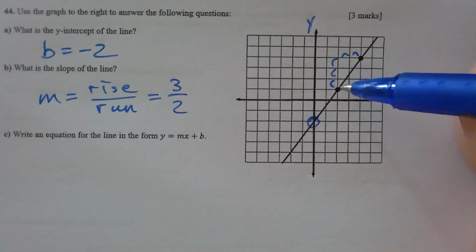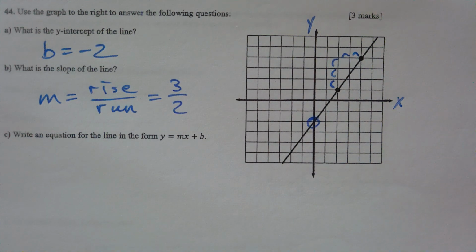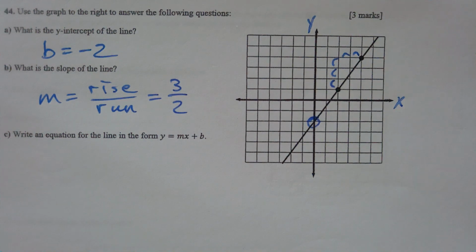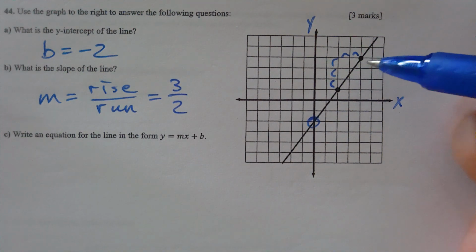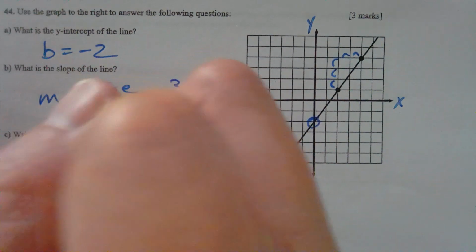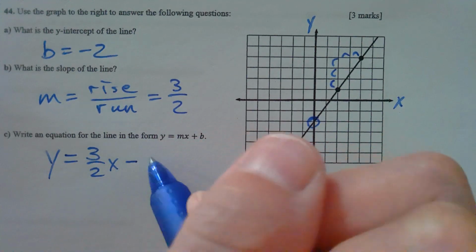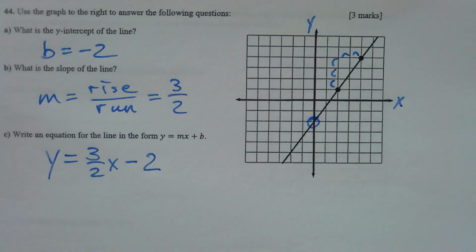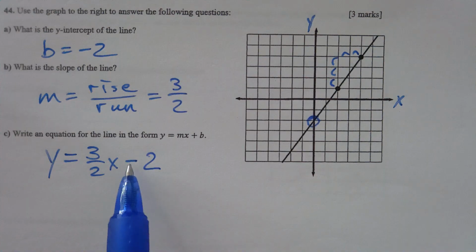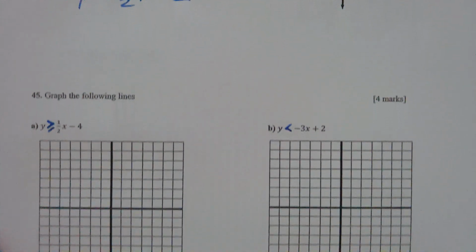If I don't make these nice big points here, what would you have to do on the exam? Find it yourself. Choose any 2 points on the line, nice looking points, and then do the rise over run. Then write it in y equals mx plus b form: y equals 3 over 2x minus 2. I shouldn't see plus minus 2 on the exam.